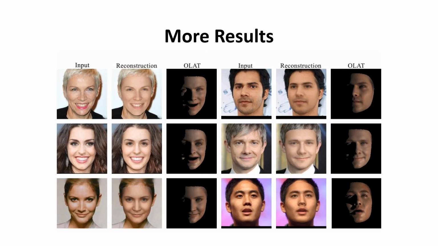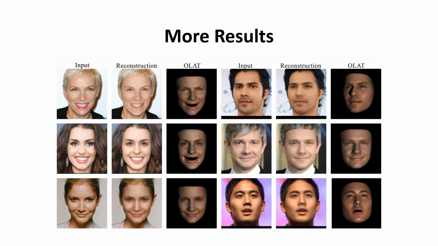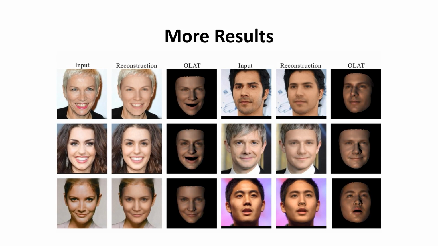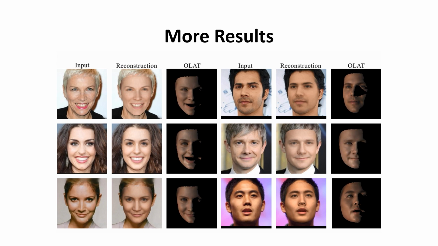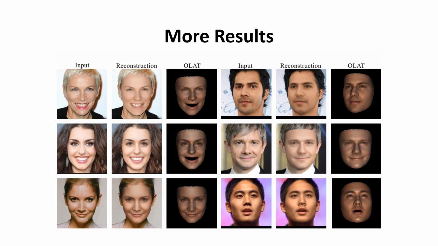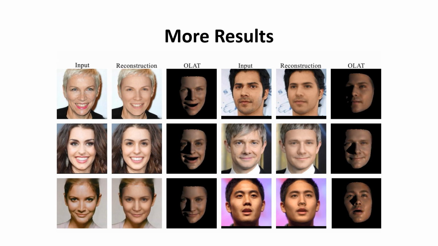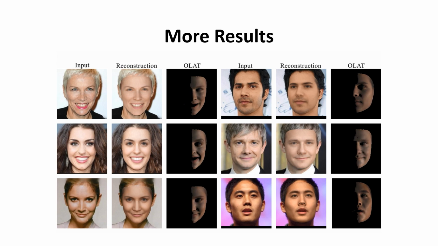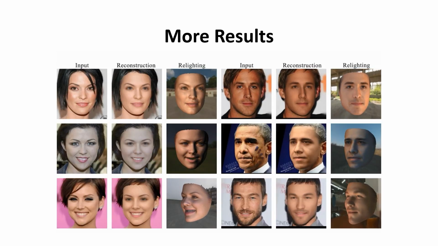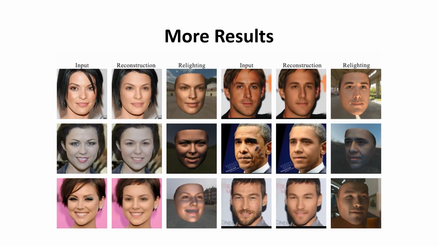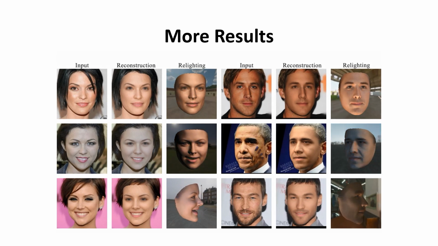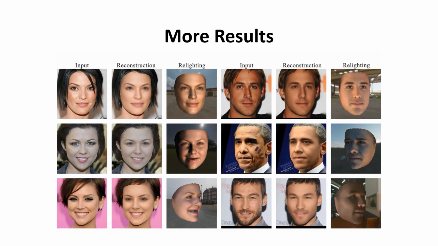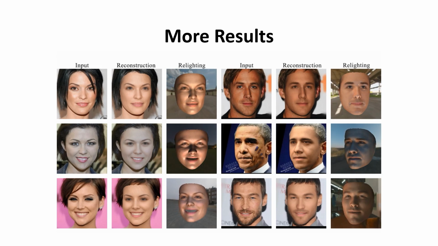We show OLAT rendering results on in-the-wild images. Given a single image as input, we reconstruct its reflectance parameters using our model and then change its lighting conditions. We show relighting results on in-the-wild images under environment lighting. Our method obtains plausible face relighting results with decent facial specularities.